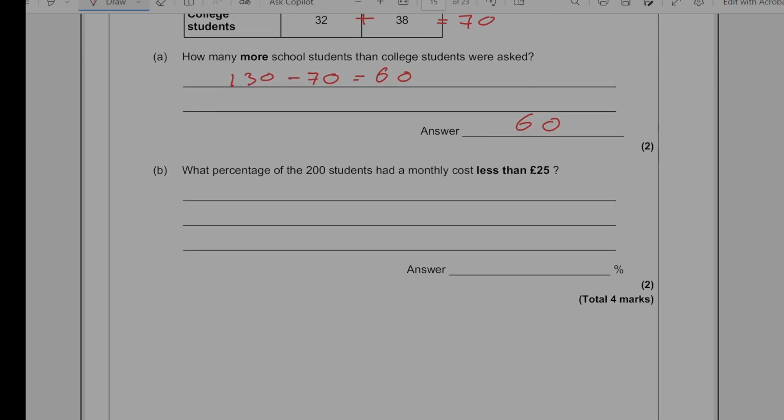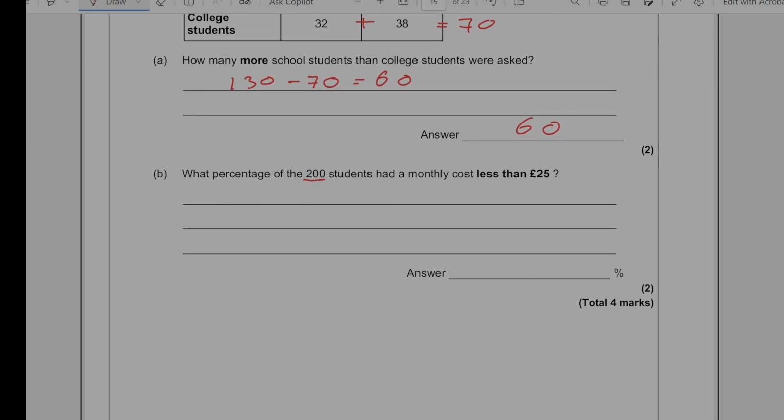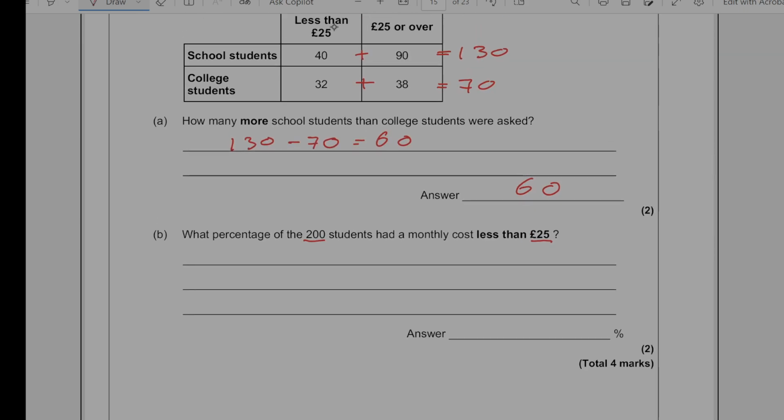Okay, part B, what percentage of the 200 students had a monthly contract of less than 25? So the number that had a contract less than 25 is going to be 40 plus 32. So that's going to be 72. And then as a percentage, 72 out of 200 would be the same as 36 out of 100. So I'm looking at 36%.